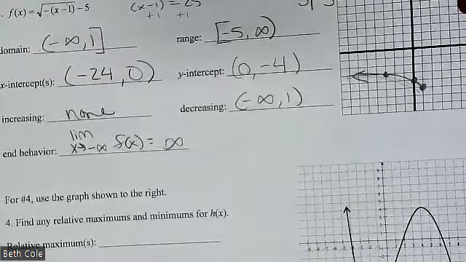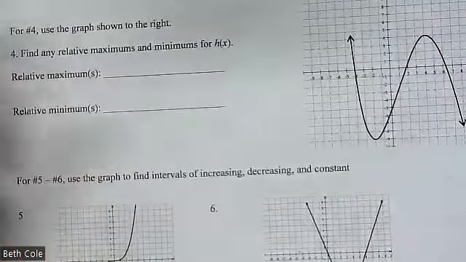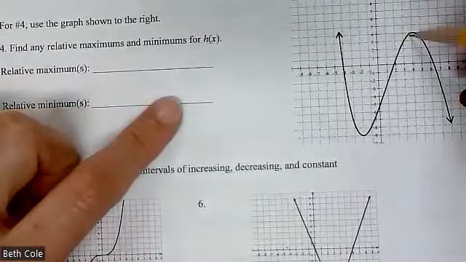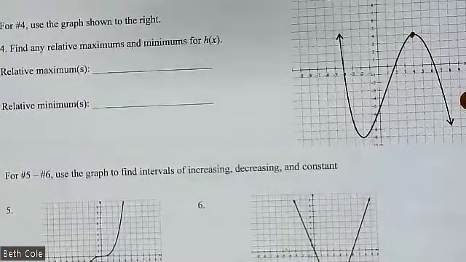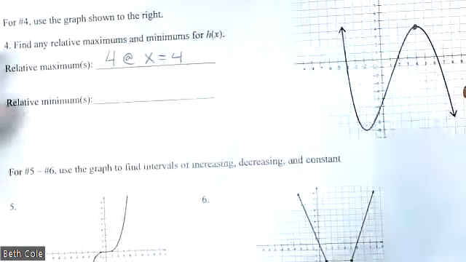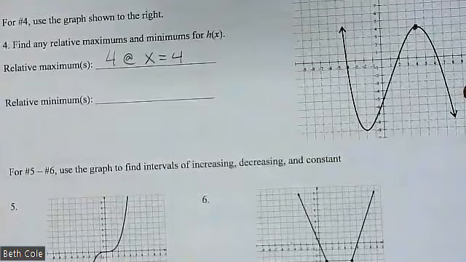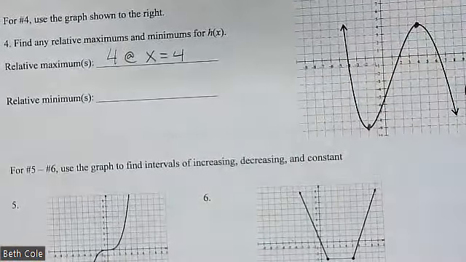So we're going to use this graph here. Any relative maximums or minimums? So there is one of each. Here's your maximum. But remember how we write it. It's something at x equals something. That one's actually kind of nice. You really can't get it backwards because they're both what? Yeah, 4. So it's going to be 4 at x equals 4 for your relative maximum. And then this one's your relative minimum. How would we write that one?